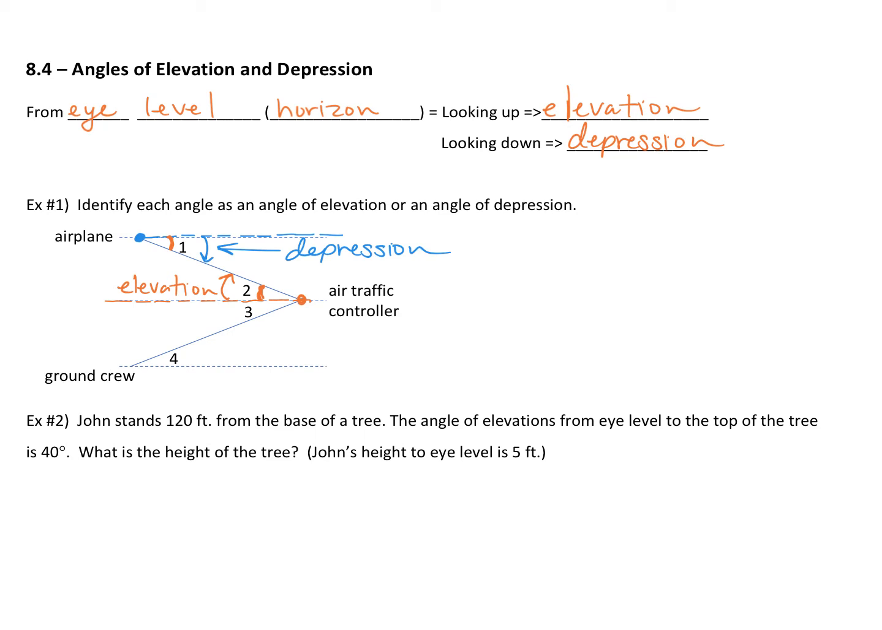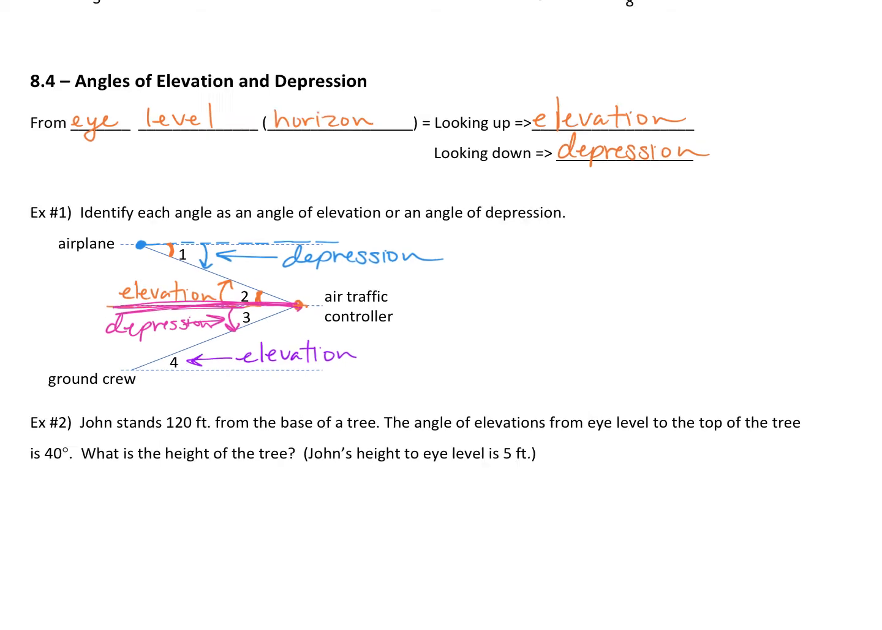Okay, angle 3, elevation or depression? Depression, right? The horizontal line is here. To look down at the ground crew would be an angle of depression. For the ground crew to create that angle 4 and look up at the air traffic controller, that would be what? Elevation. Okay, so always think horizontal line. From eye level, from your horizontal line going out, did you look up or did you look down? Okay, so here's your first problem.